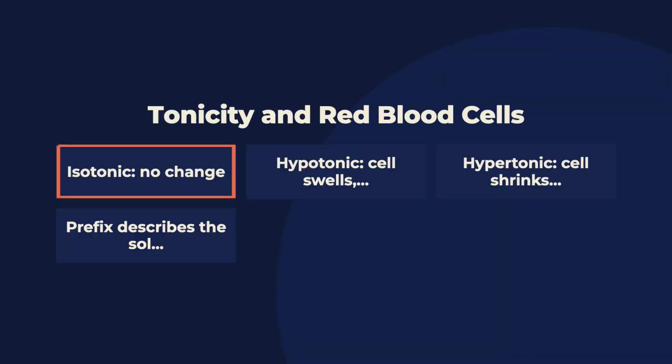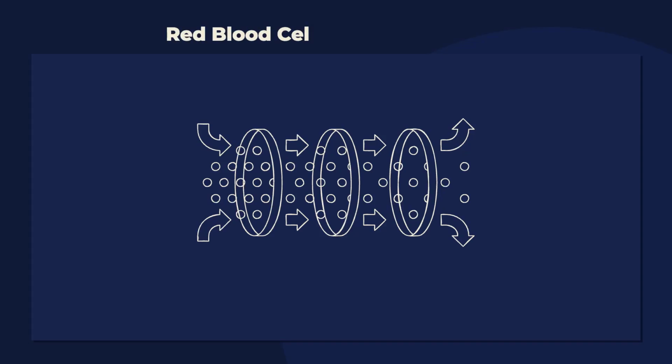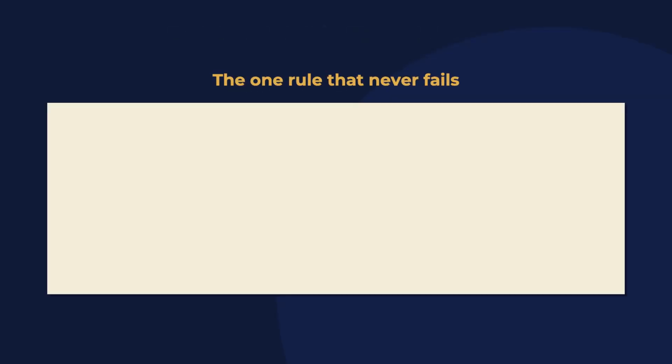Tonicity describes the solution, not the cell. In an isotonic solution, nothing changes. In a hypotonic solution, water rushes in and the cell swells, even bursting in a process called lysis. In a hypertonic solution, water leaves and the cell shrinks, called crenation. Picture the same red blood cell dropped into 3 solutions. In hypotonic fluid, water floods in and it bursts. In isotonic fluid, it holds its normal shape. In hypertonic fluid, water drains out and it shrivels into crenation.